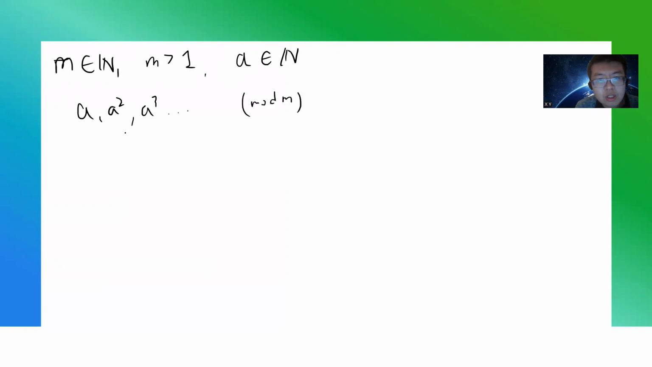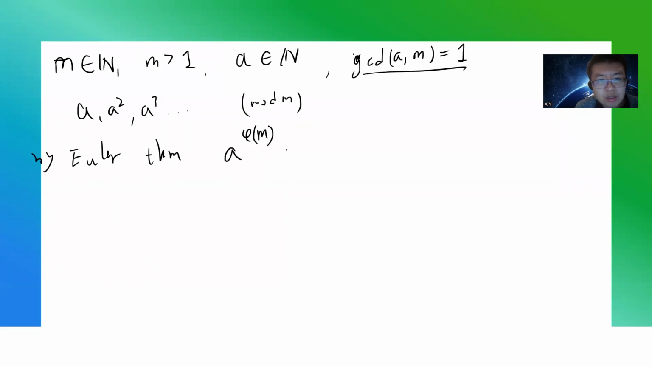Okay, so let's say the starting point. Assume that everybody knows what number theory is and the basic ideas. Basically, consider a number m, a positive integer greater than 1, and take an integer a. Then you can consider a squared, a cubed, mod m. By the Euler theorem, you need to assume that a and m are coprime, and then a to the phi of m is 1 mod m.